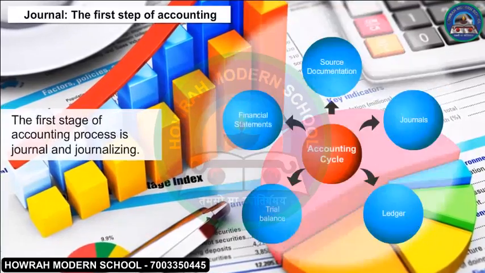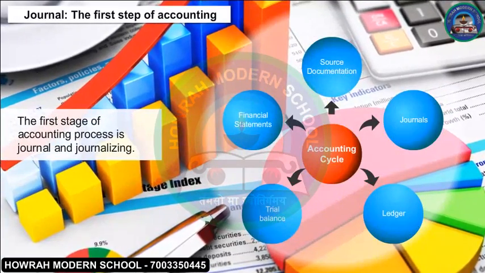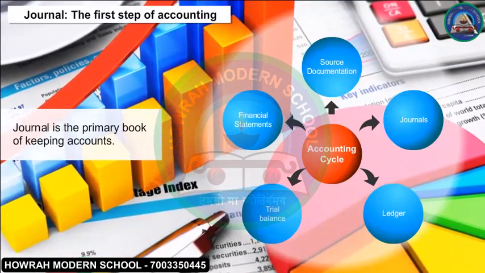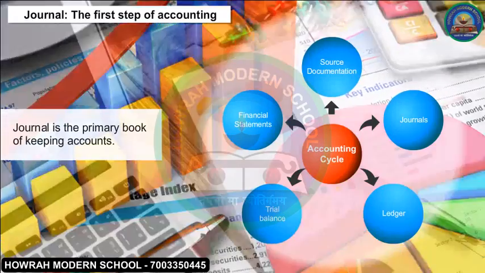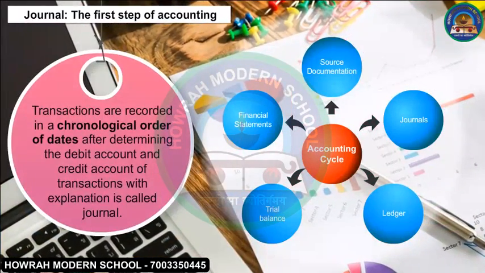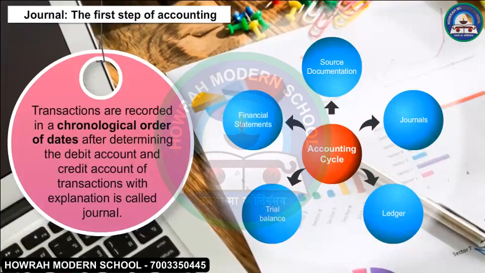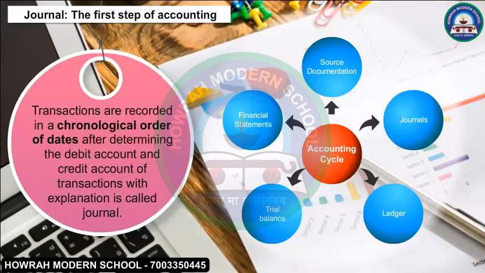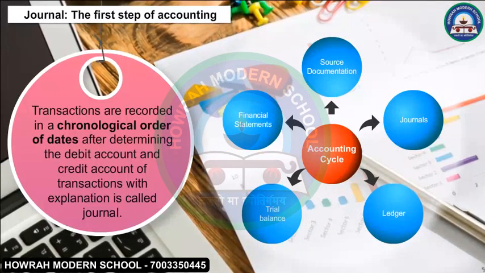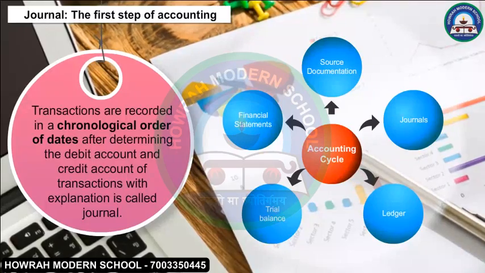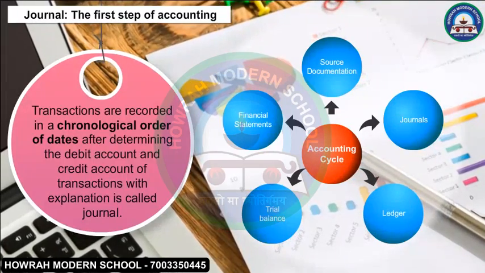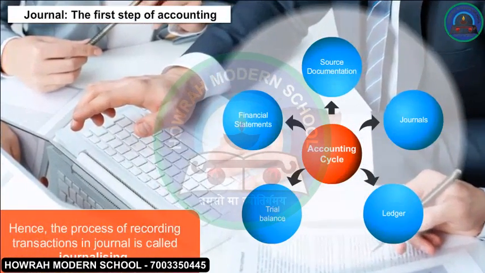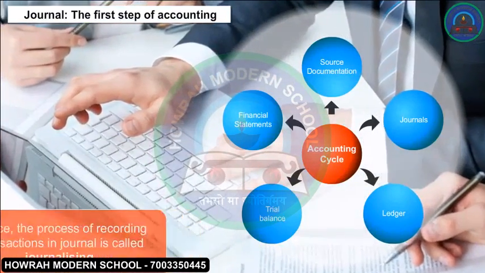Journal. The first step of accounting. The first stage of the accounting process is journal and journalizing. Journal is the primary book of keeping accounts. The book wherein the transactions are recorded in chronological order of dates, after determining the debit account and credit account of transactions with explanation, is called journal. Hence, the process of recording transactions in the journal is called journalizing.